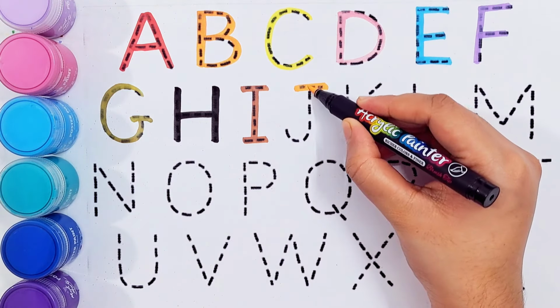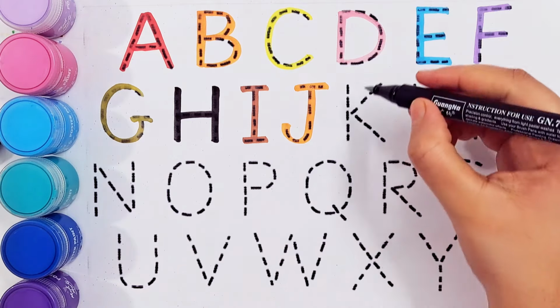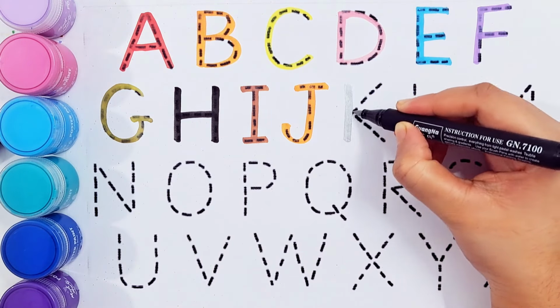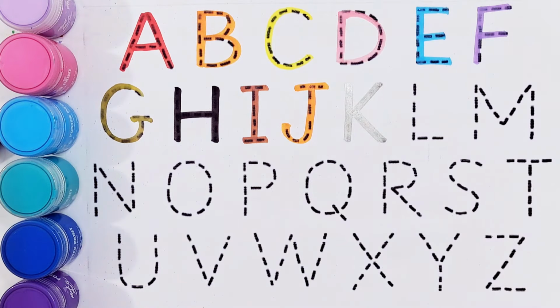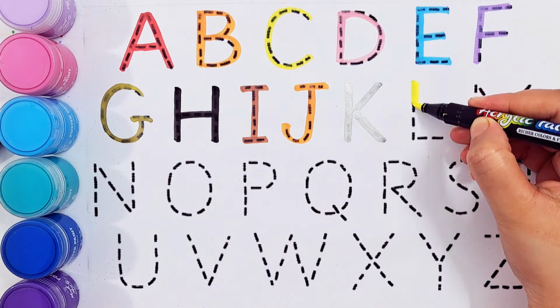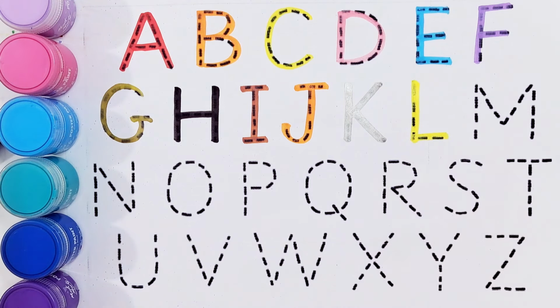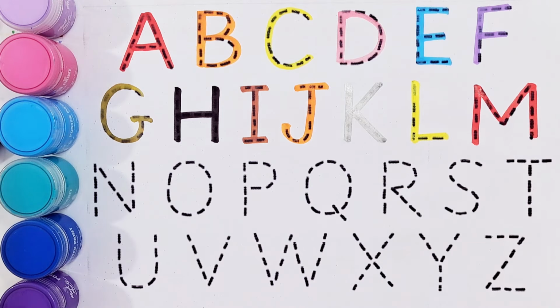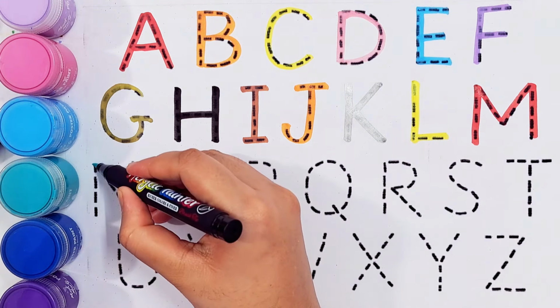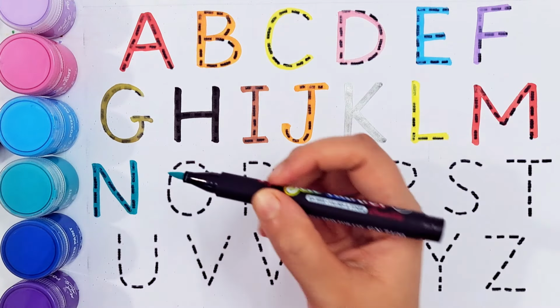J. J for juice. K. K for king. L. L for lips. M. M for monster. N. N for nose.